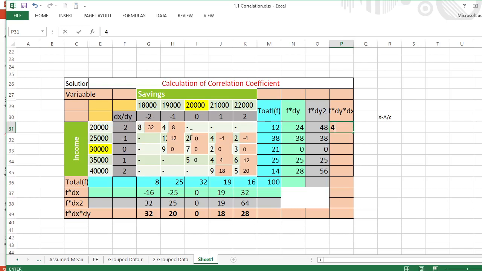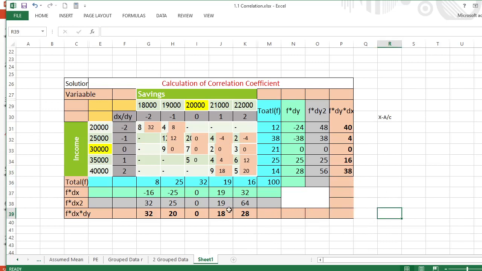32 plus 8 is 40. Then 12 plus 0 plus -4 and plus -4. So it is 4. Then all the rows are 0, so it's 0. Then here 4 plus 12, and here 20 plus 18 is 30. So after this, we need to take the totals.